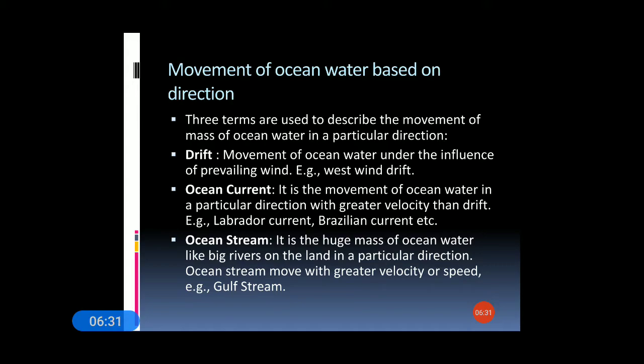So what is drift exactly? It is the movement of ocean water under the influence of prevailing wind. An example of drift can be the west wind drift, that is carried out by the west wind blowing from the western direction.